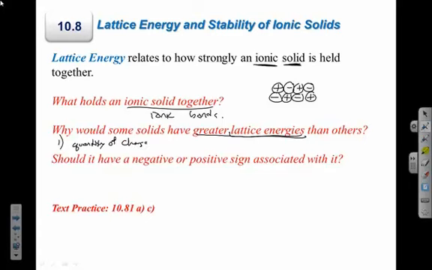So if I have a +2 and a -2, and those are all lined up, that's going to form stronger attractions because I have more charge to attract, and so it'll have a higher lattice energy than it would if they were +1, -1. And the other factor is the proximity of the charges.